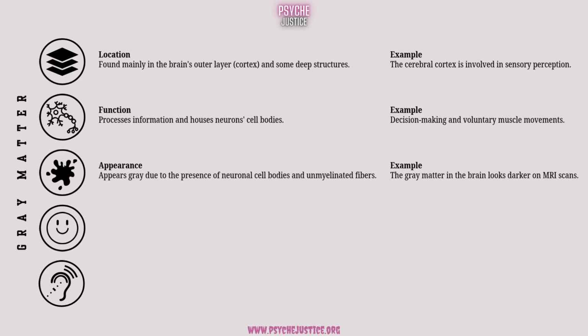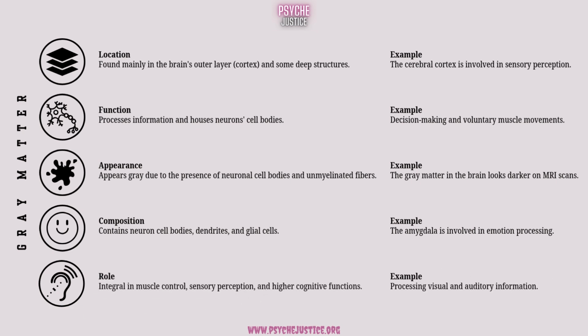Gray matter appears gray due to the presence of neuronal cell bodies and unmyelinated fibers. For example, the gray matter in the brain looks darker on MRI scans. Gray matter contains neuron cell bodies, dendrites, and glial cells. For example, the amygdala is involved in emotion processing.